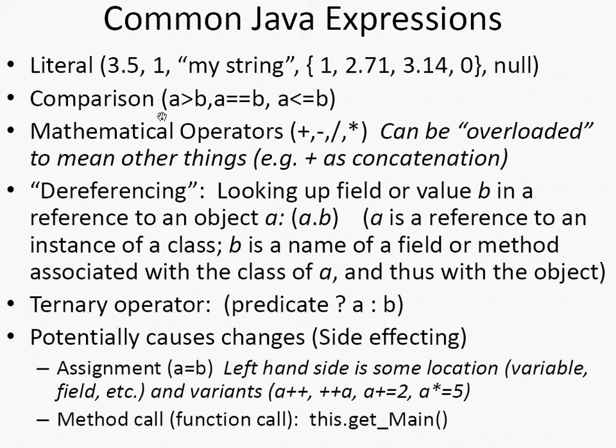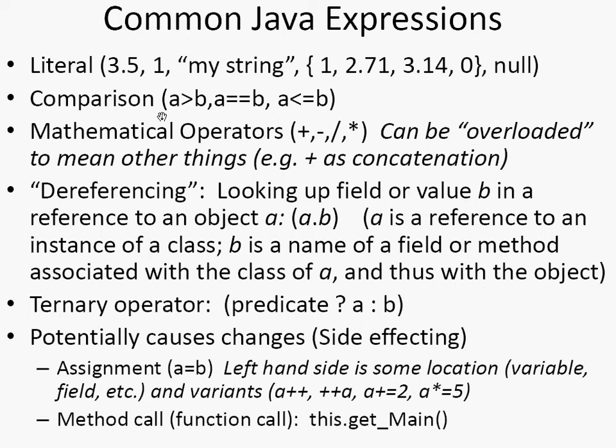So here are some common expressions in Java. There are literal expressions, things like this. These are all expressions. It expresses an array of values, one followed by the other. It's like a vector. This is an expression. It expresses a string. We can have comparisons here. What type of thing does this evaluate to? If we say a greater than b, what's the result of evaluating it? It's either true or false. That's right.